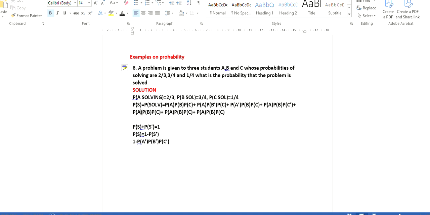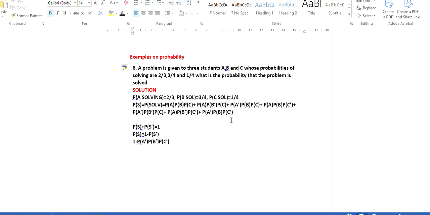Similarly, here I'll take A cannot solve, so that is complement, cannot solve. B cannot solve, C can solve. Okay. A can solve, so I'll take B cannot solve, C cannot solve. So A cannot solve, C cannot solve. So these are the various combinations in which the problem will be solved.